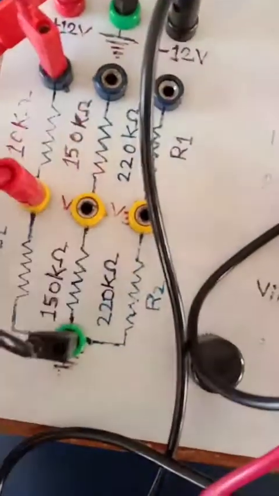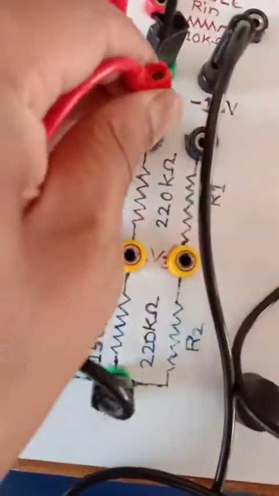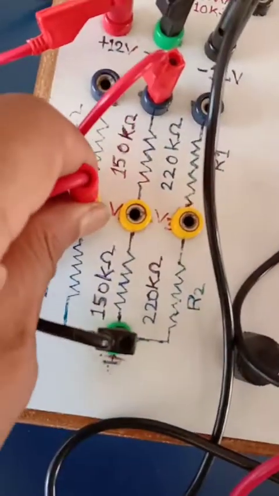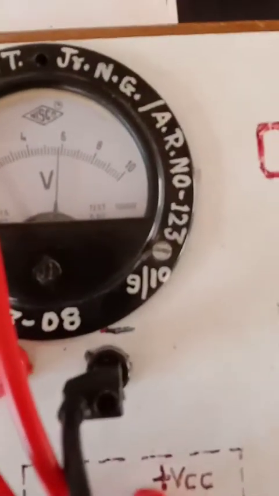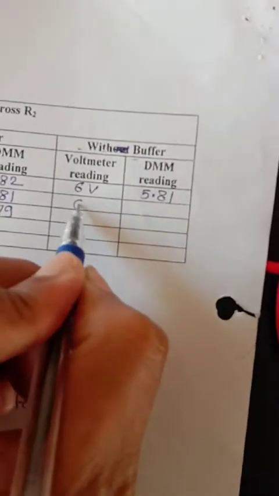Okay. Then take another voltage divider, and connect this positive wire to the second voltage divider. Disconnect from this and connect to the second voltage divider. See here, again this voltmeter shows 6 volt. The voltmeter reading is 6 volt for the second voltage divider.